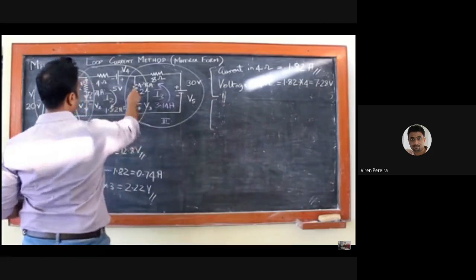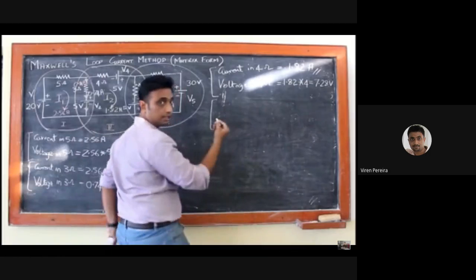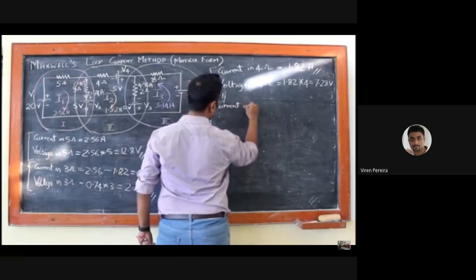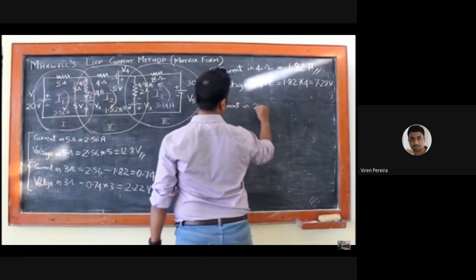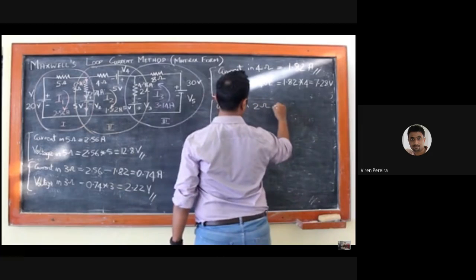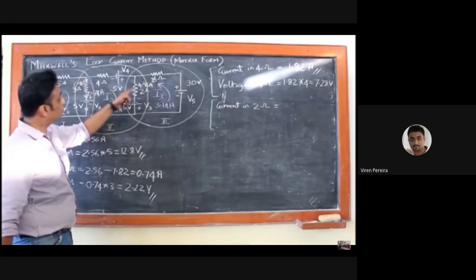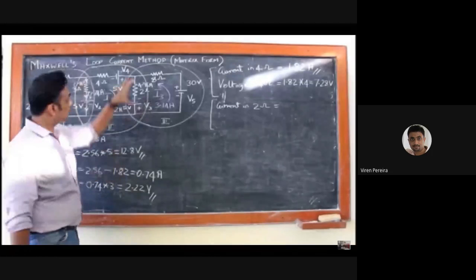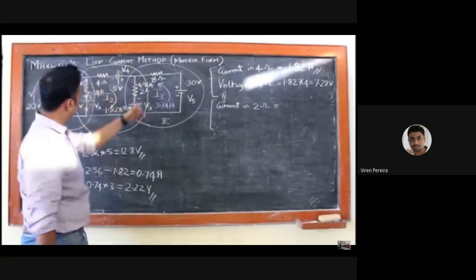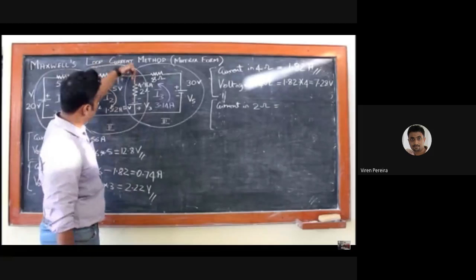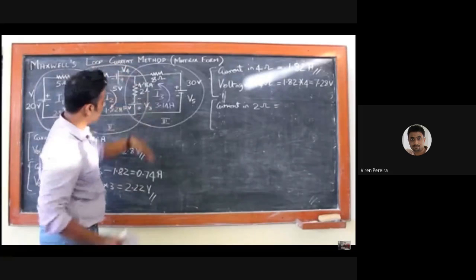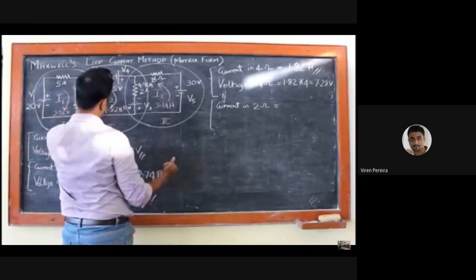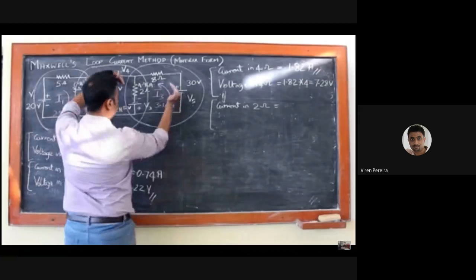Same way, now I have to find out my current in the 2 ohms resistor. Here, the current in the 2 ohms resistor is basically a combination of I2 and I3 because it is at the junction. So I'll see the direction of I2. I2 will flow from top to down. And what about I3? I3 also flows from top to down.